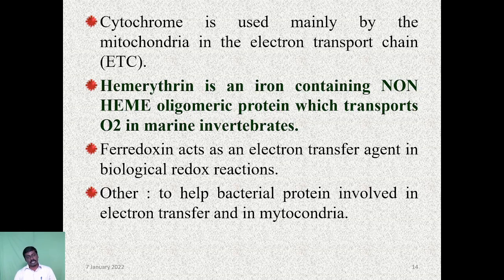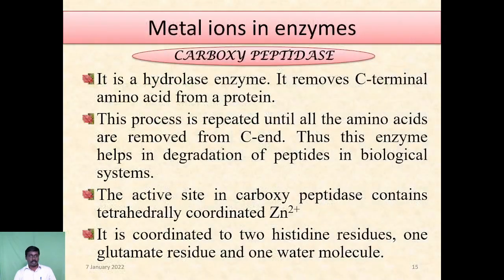And the next classification is ferredoxin. Ferredoxin acts as an electron transfer agent in biological redox reactions. And the other classification is the bacterial protein involved in electron transfer in mitochondria. And the next classification is metal ions in enzymes. Here there are two types, carboxypeptidase and carbonic anhydrase.